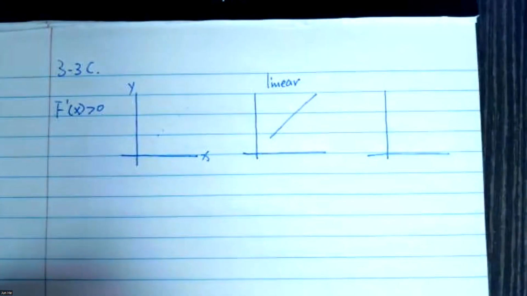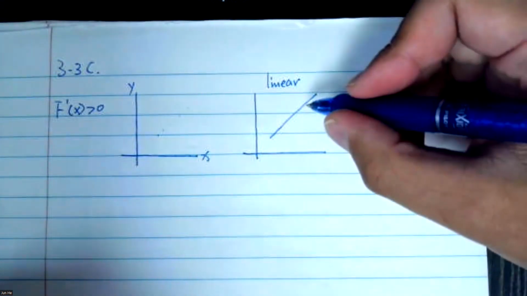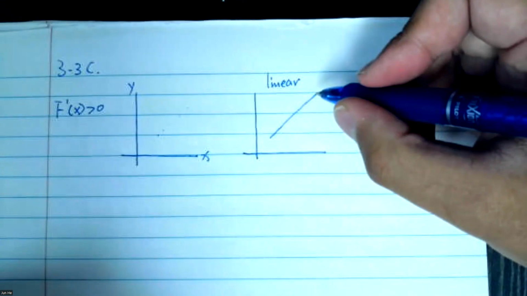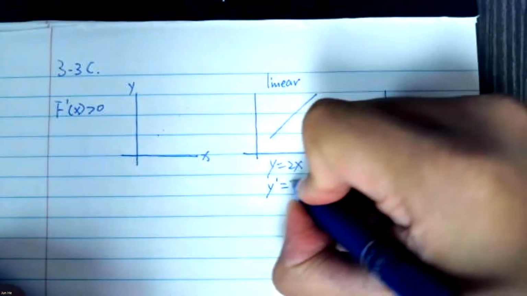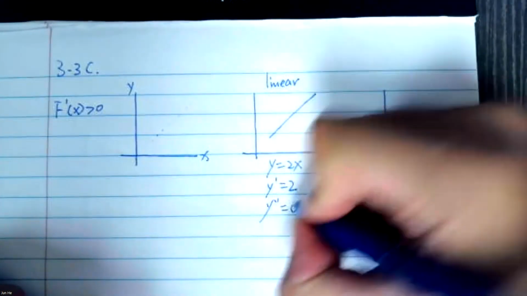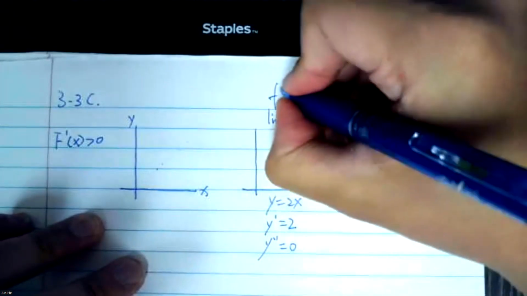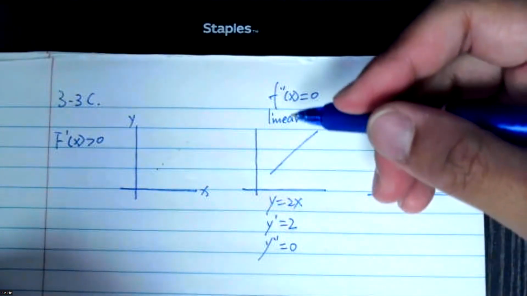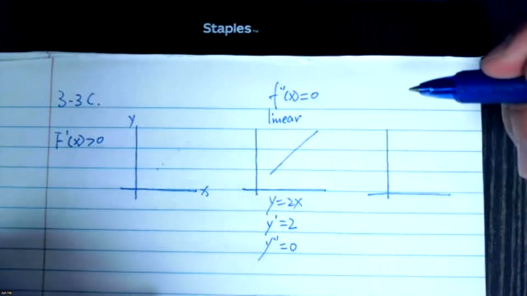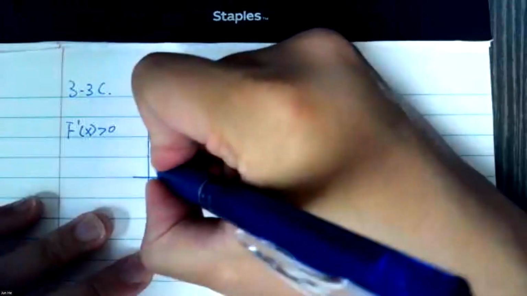Linear means the increasing speed doesn't change, right? The slope is constant, right? Say y equals 2x. Its first derivative equals 2, its second derivative equals 0. So the second derivative in this case equals 0. Okay, so that's the linear case. There is no curvature. So now let's look at the case where it is going this way.